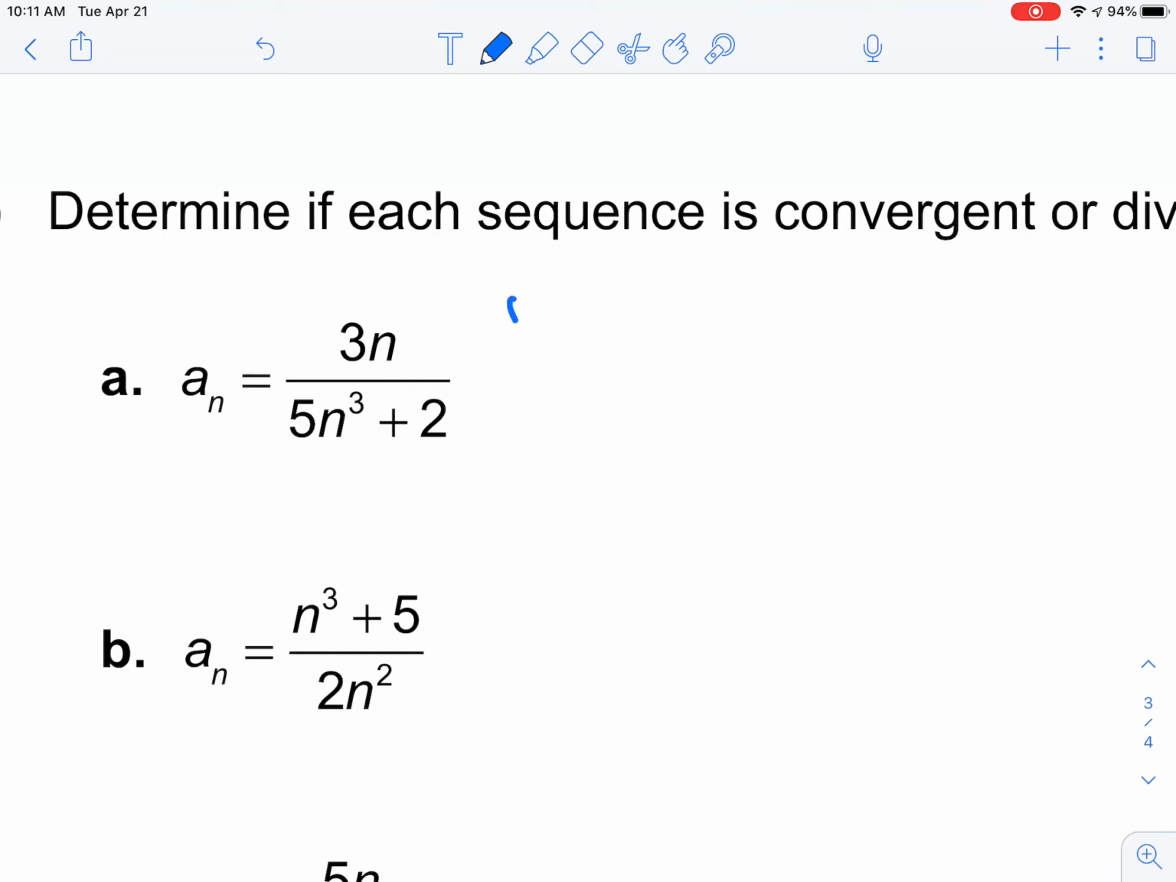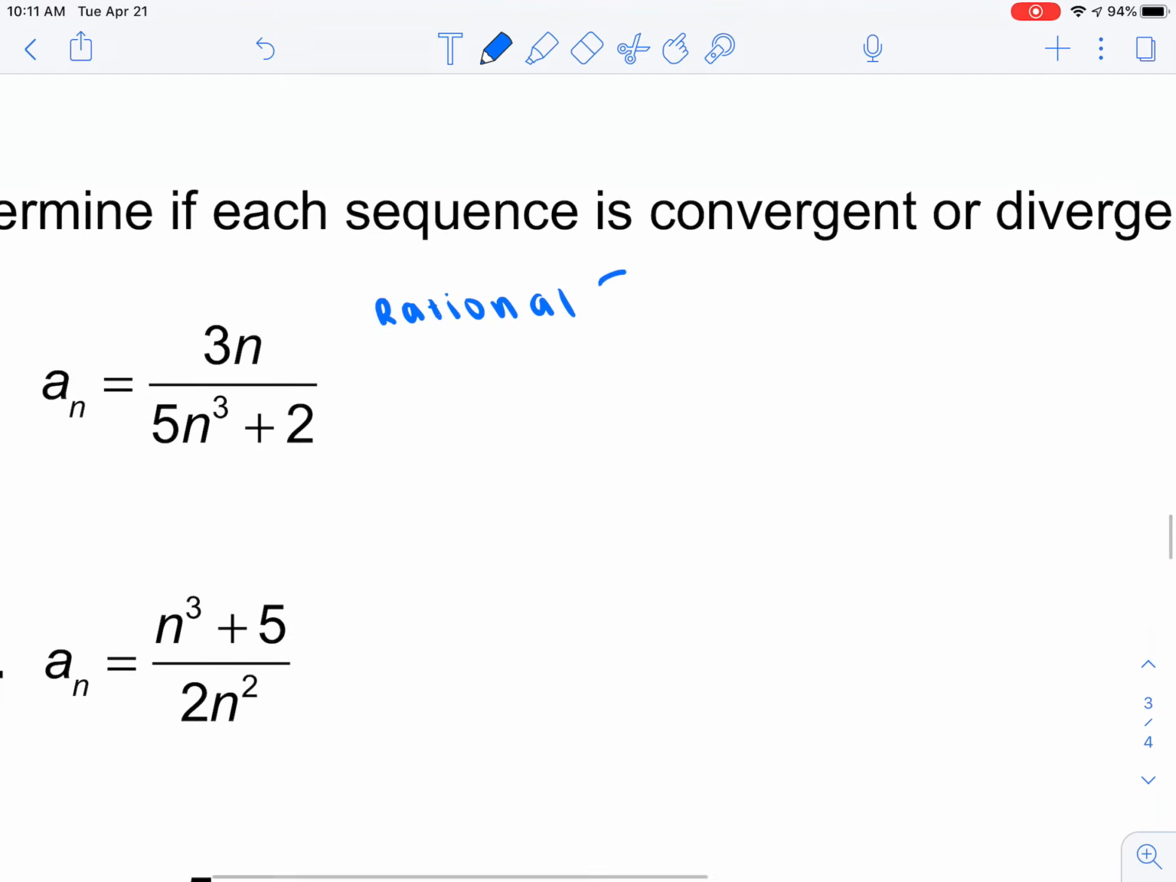For part A, this is a rational function. If you remember with rational functions, we have this idea of top heavy, even Stevens, or bottom heavy. Remember that if something is top heavy, we say that there is no horizontal asymptote. If something is even Stevens, we look at the coefficients. And if something is bottom heavy, we say that the horizontal asymptote is at 0, so y equal to 0.